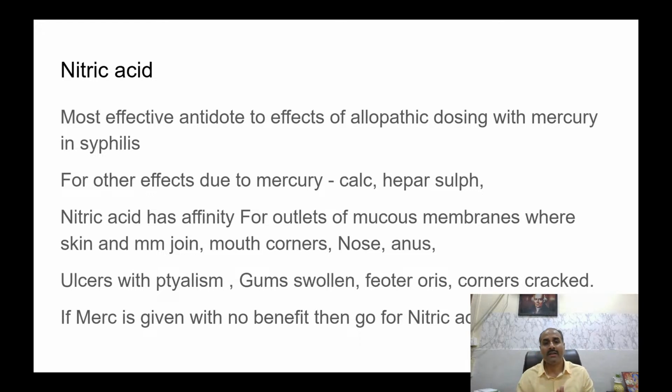And nitric acid, Dr. Nash mentions, has a great affinity for mucous membranes, the outlets of mucous membranes where the skin and the mucous membranes join, like the corners of the mouth, the nasal passages, the anal region. Patients or the provers often presented with ulcers, gums swollen, fetor oris, bad odor from the mouth, and the corners cracked. Normal case of mercury, like we see in our practice. But if Merc is given and there is no benefit, nitric acid is the first remedy that should strike your mind even before analyzing something. So, all those cases where you fail with mercury as a remedy and you want to back it up with something that is going to be helpful, nitric acid is the remedy that you should 110% think of.